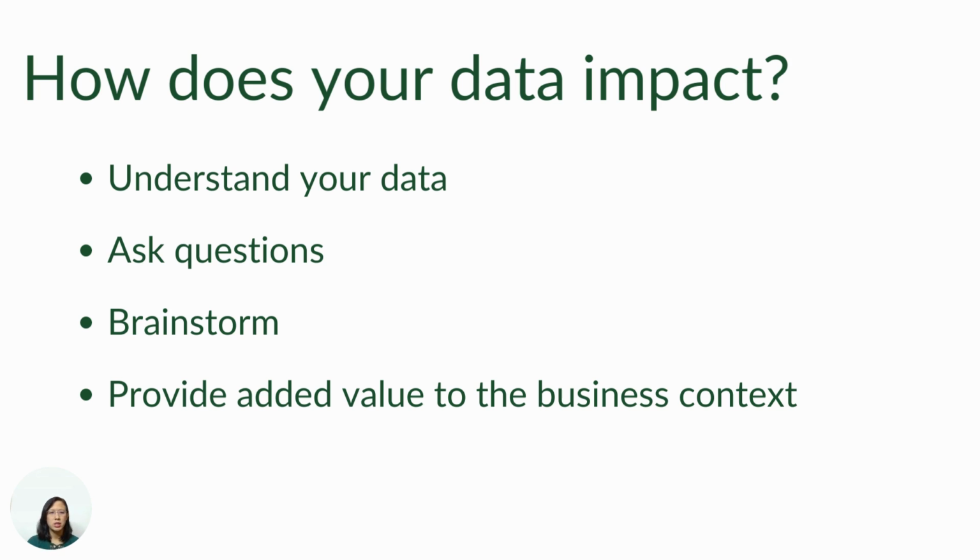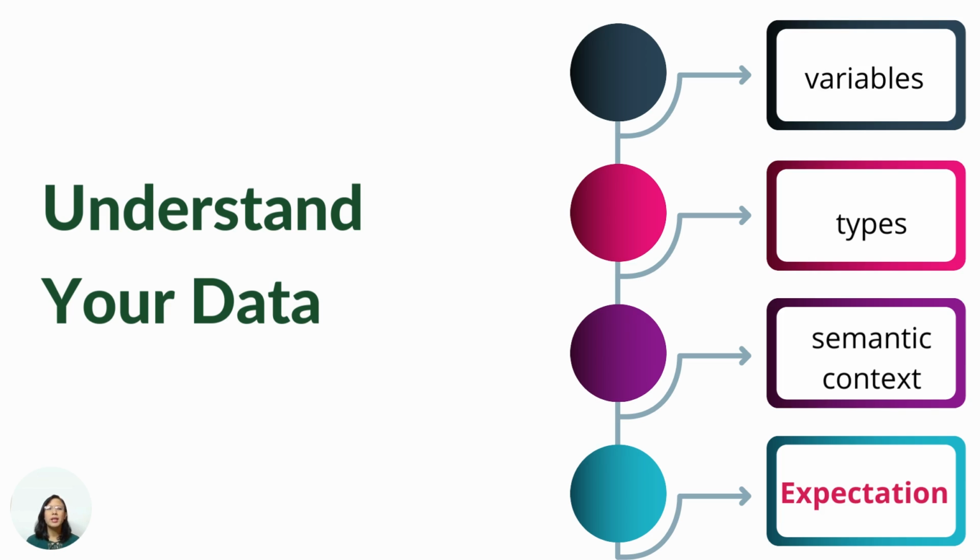Let's start with understanding the data, okay? To understand the data, we need to first look at the data set, all right? And to understand what are the variables provided, how many records do we have, what are the data types, are they all numerical or categorical values, what is the semantic context for each variable, and what do we expect from these variables, how do these variables relate to our final goal, right?